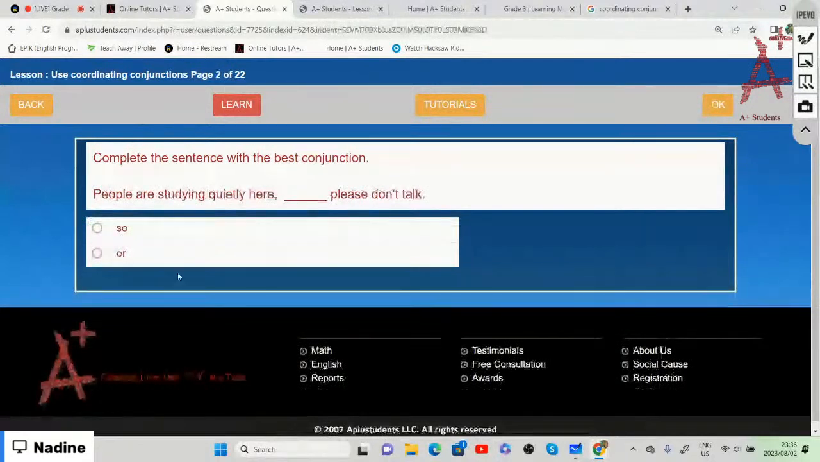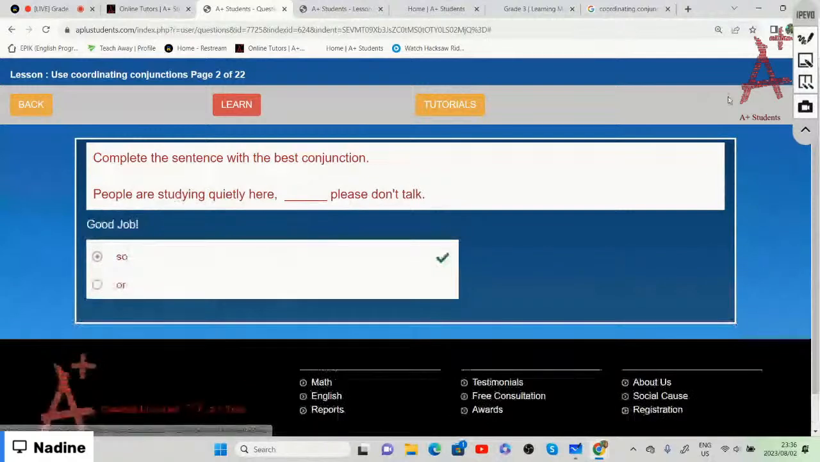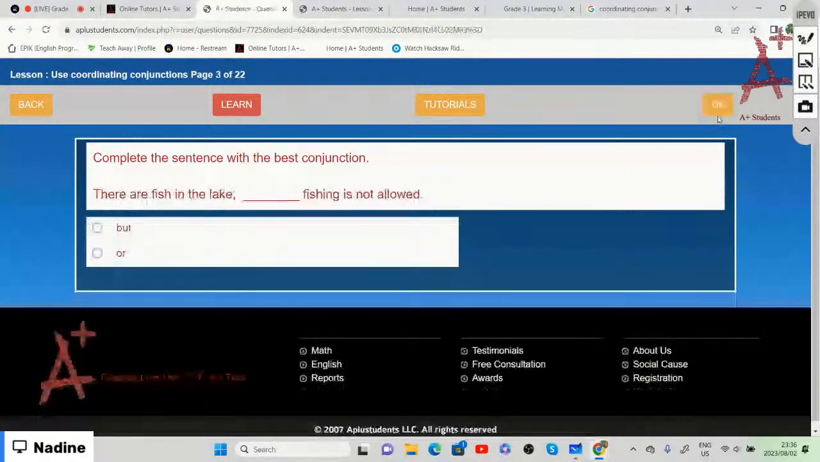People are studying quietly here. Is it so, please don't talk, or please don't talk? We need to choose between so or to complete the sentences with the best coordinating conjunction. People are studying quietly here, so please don't talk. So it's like everybody needs to be quiet.